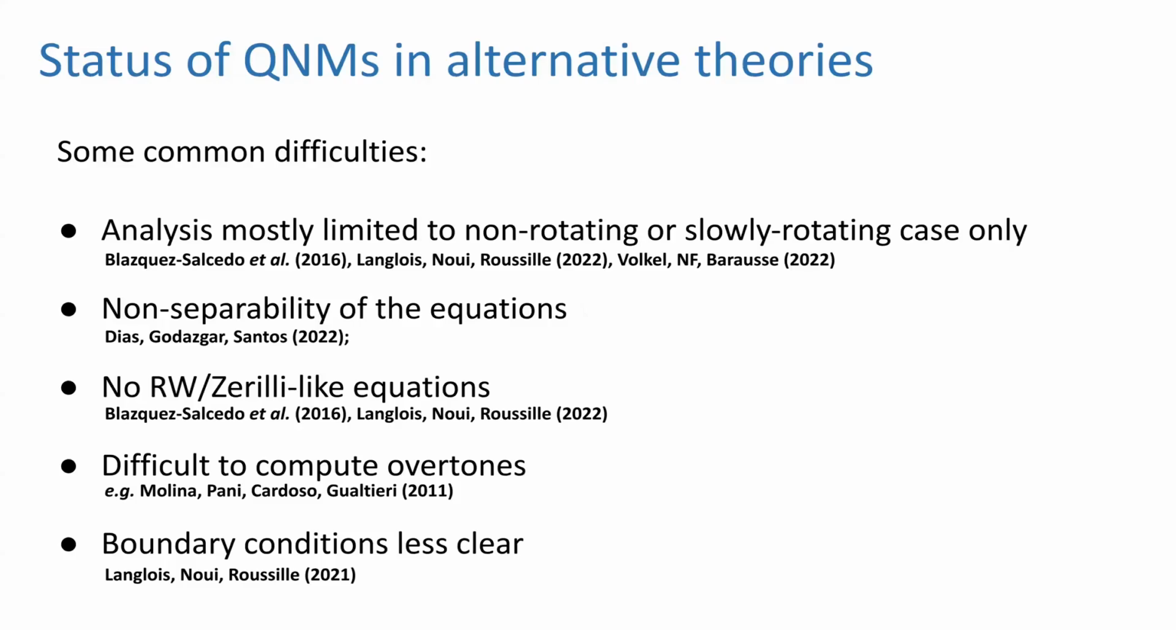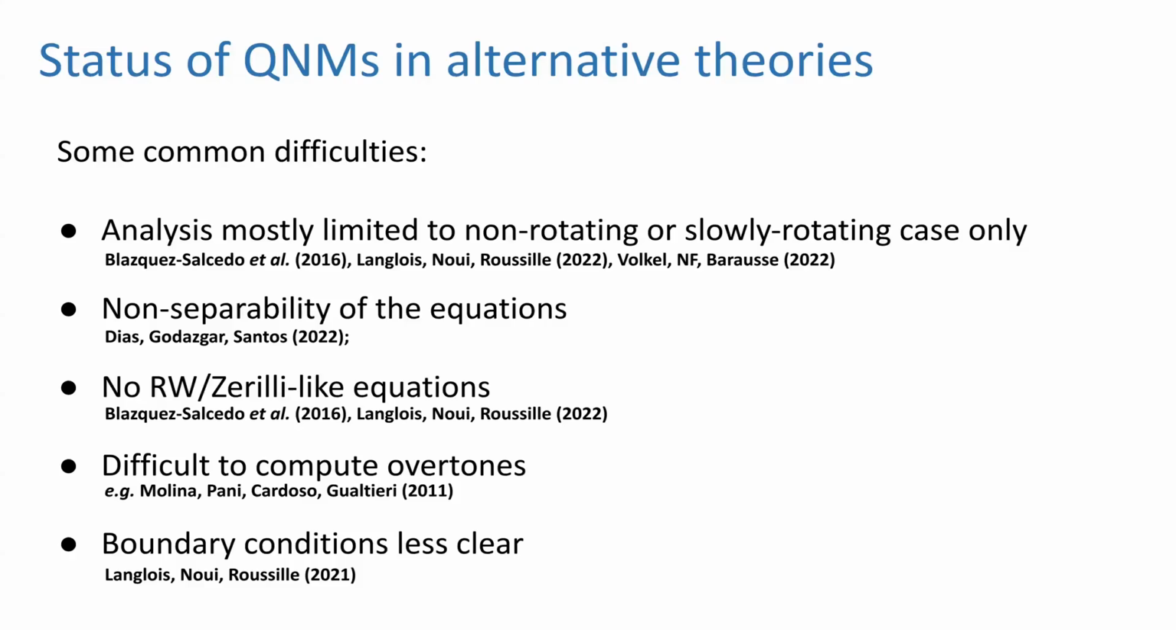And here I'm listing some of the difficulties that are around. So first of all, maybe the quasi-normal modes have been computed, but only in spherical symmetry or for slowly rotating black holes, but not for fully rotating ones. And then, as I said, Teukolsky managed to split the radial and angular equations for the rotating case, but this is due to a very nice property of general relativity and Kerr black holes. Already in the case of Kerr-Newman, you cannot separate the two equations. So you need to resort to some specific numerical methods to solve the equations.